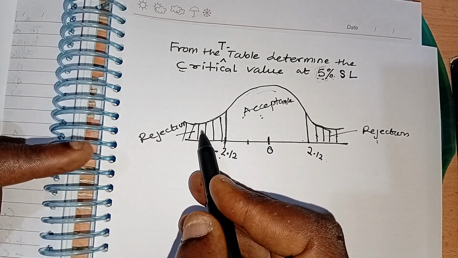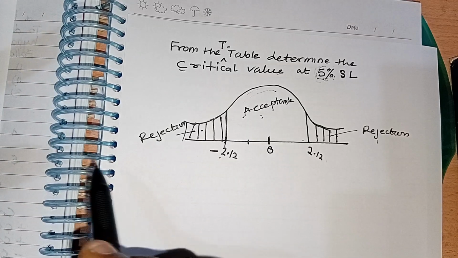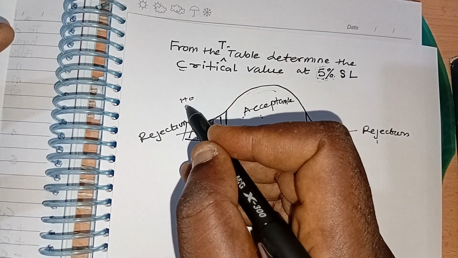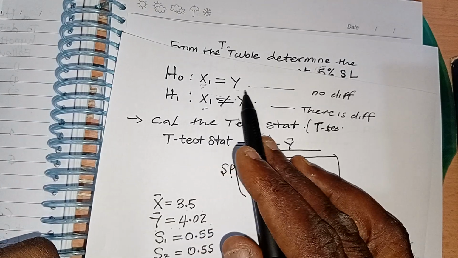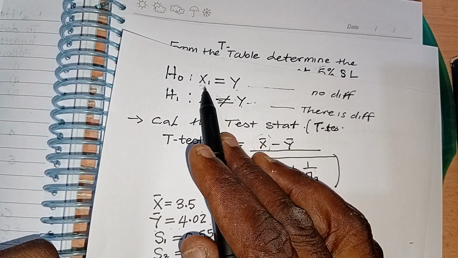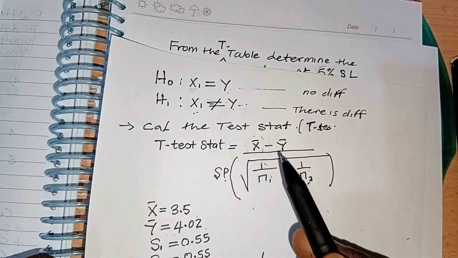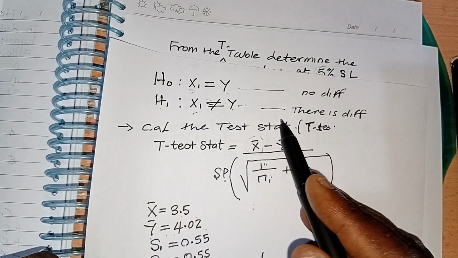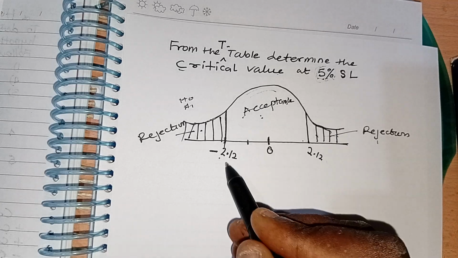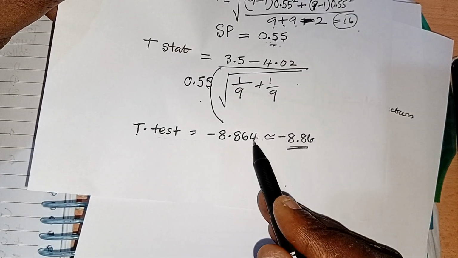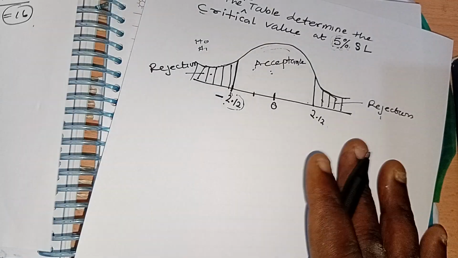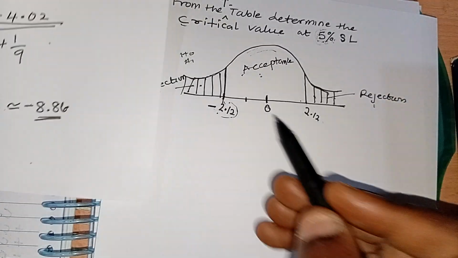When I reject the H0, it means I'm accepting the H1. And don't forget that you have already stated here that there is no difference between X1 and Y, but the alternative says there is a difference. Now, you will compare this figure. You will take the calculated figure. What is the calculated figure? The calculated figure is negative.